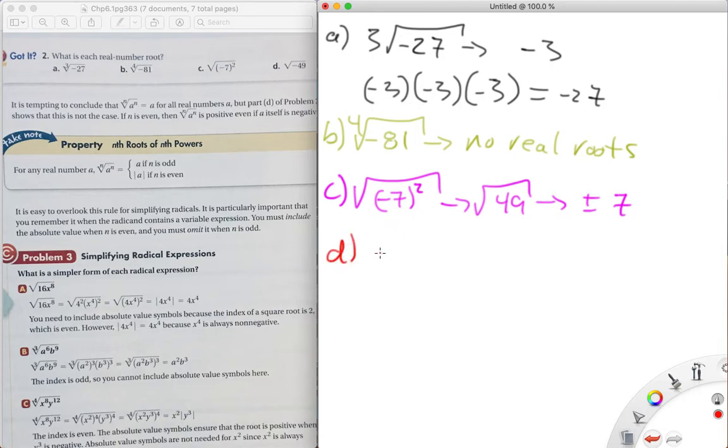D, square root of negative 49. Again, can't do it. No real roots.